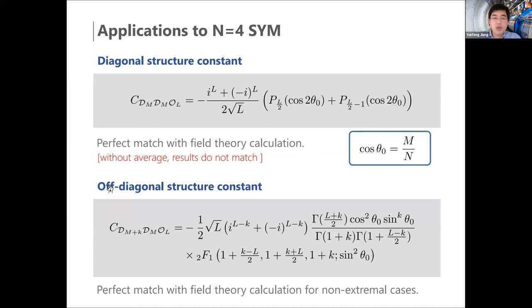And then we can also do the off-diagonal structure constant. And this is even more complicated, with hypergeometric functions. And this computation can also be done at weak coupling. So at weak coupling, we can also use the large N effective field theory to compute the same structure constant, and then again we find a perfect match between these complicated results. So this is a strong test because the results we obtain are highly non-trivial, and the match is really nice and a strong test for our prescription.